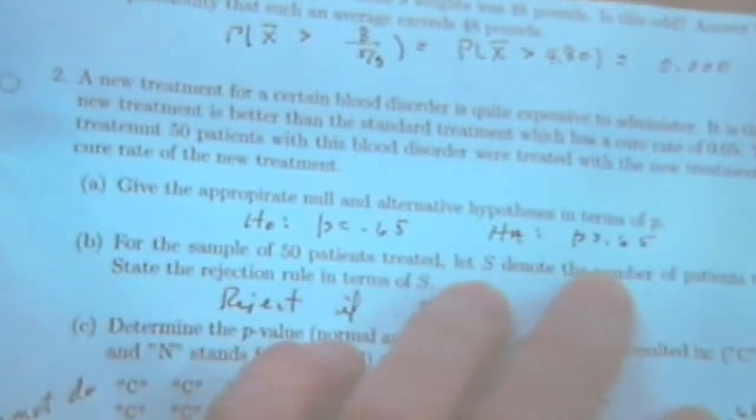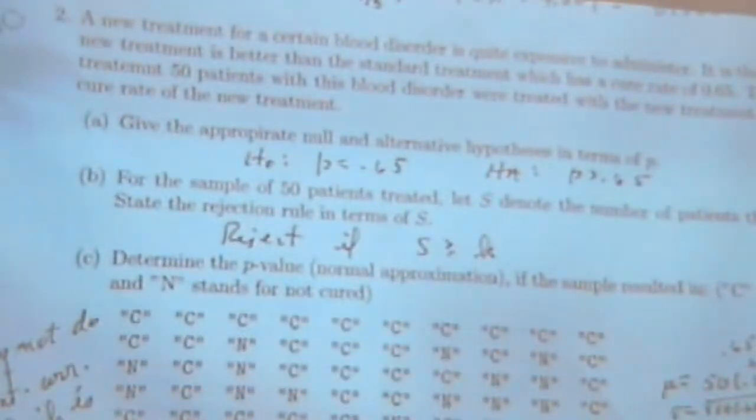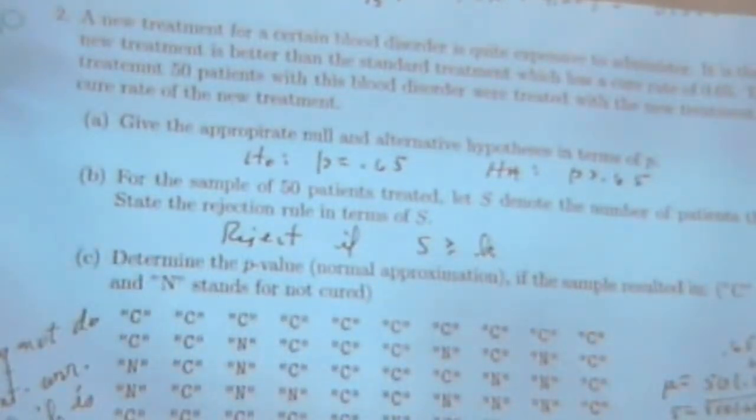P is the cure rate and we're testing 0.65, right? We think it's probably better, so the alternative is P greater than 0.65. State the rejection rule. The rejection rule is really just in terms of K, right? That's really all you need, right? S is the number cured in the new treatment.